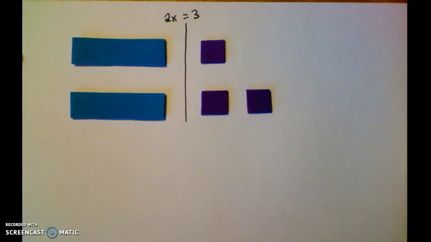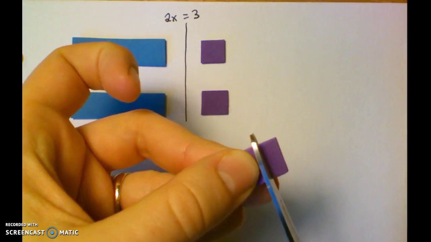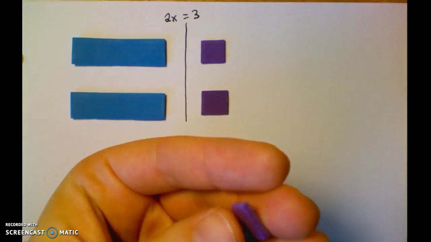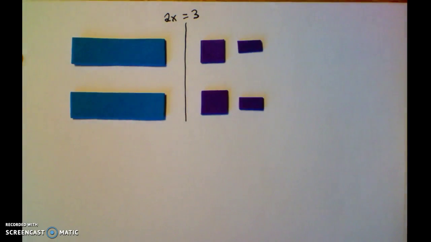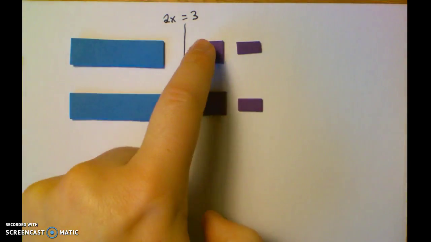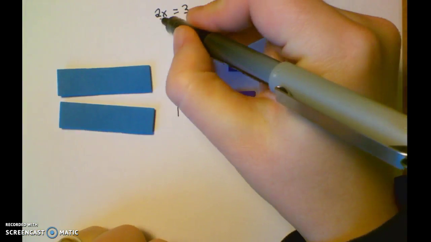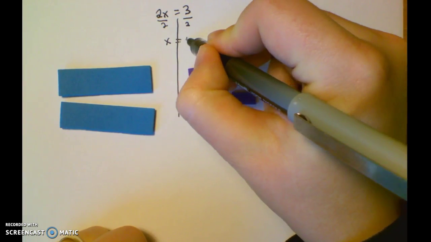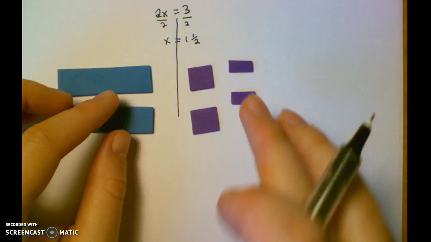So what I have to do is split this one into two pieces. I'm going to chop it in half as evenly as I can. Okay. And now I can see that I've got those even groups there. I can see that each widget is worth $1.50. So the way that I represent that in math is I say, okay, I'm going to divide this by 2, I'm going to divide this by 2. So each widget is worth $1.50.